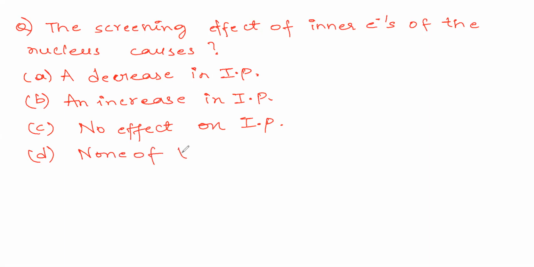So it is a very simple question. If the screening effect of the inner electrons is more, it can successfully shield the outer electrons, so that the outer electrons will not come under attraction of the nucleus. If there is less attraction of outer electrons to the nucleus, it is very easy to remove them. Hence there is a decrease in ionization potential. So the screening effect of inner electrons causes a decrease in ionization potential. I hope it is clear. So this is the answer. Next question.